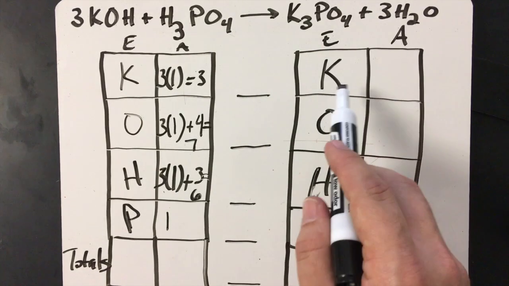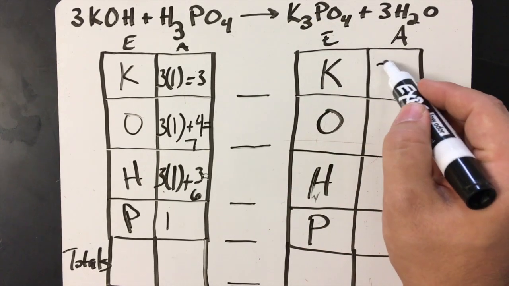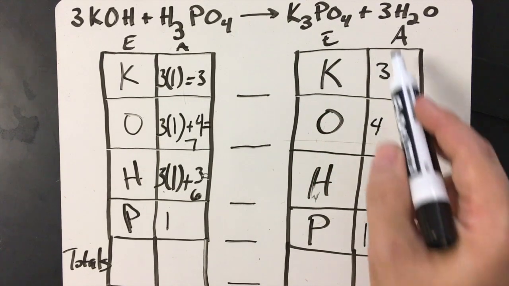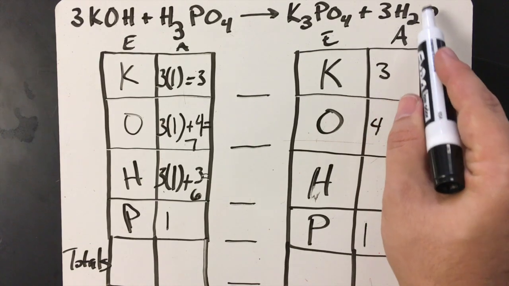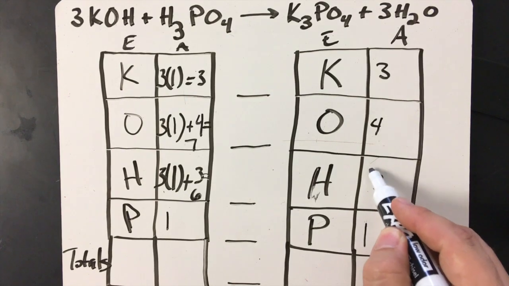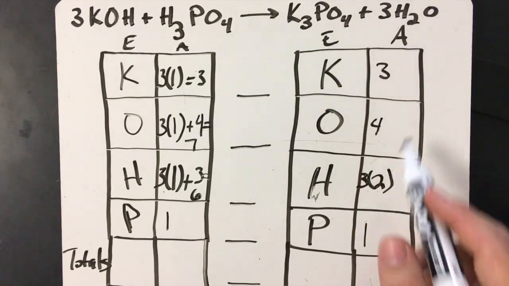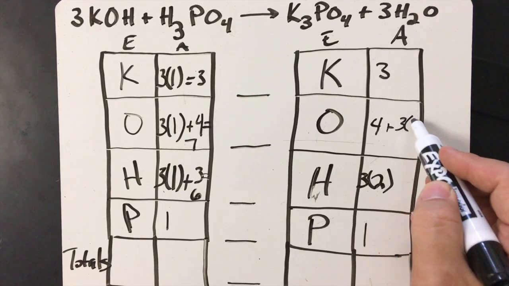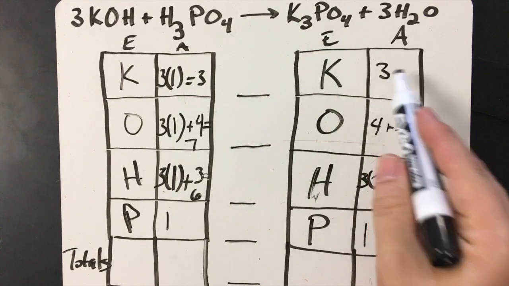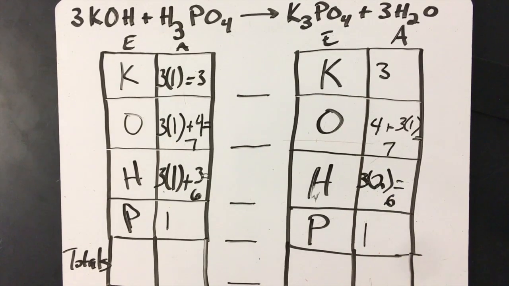Okay, so now we'll look on the product side. So K, there's 3 of those. P, it says 1. O, it says 4 of those. Over here in this compound, we have 3 times 2 for hydrogen, because 2 is the subscript, and then 3 times 1 for oxygen. So we total these up, 3, that's 7, that's 6, and 1 for phosphorus.